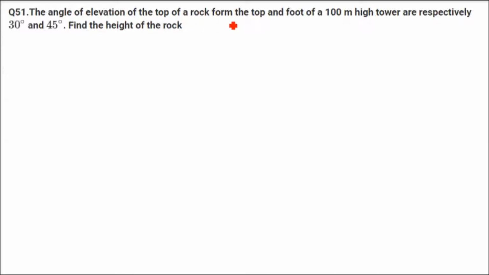The angle of elevation of top of a rock from the top and foot of a 100 meter high tower are respectively 30 degree and 45 degree. Find the height of the rock. So the situation here is the angle of elevation of top of a rock from the top and foot of a 100 meter high tower. So this is a 100 meter high tower and there is a rock. Let this be a rock. So the angle of elevation of top of a rock from the top and bottom of the tower. So this is the tower.